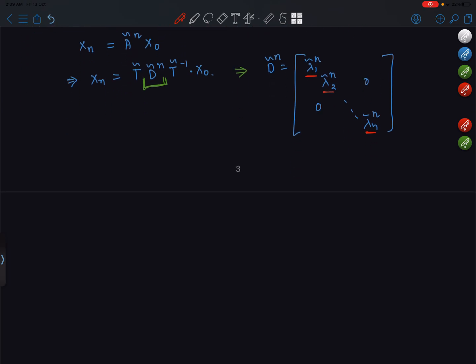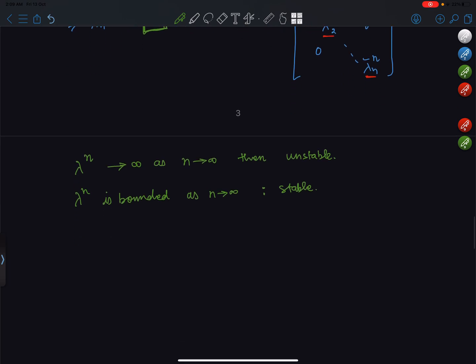Okay, so let's look at one of the eigenvalues, lambda to the power n. If this goes to infinity as n tends to infinity, then the system is unstable. But if this is bounded as n tends to infinity, then the system is stable, correct? Now let's see, where lambda is an eigenvalue of A tilde.